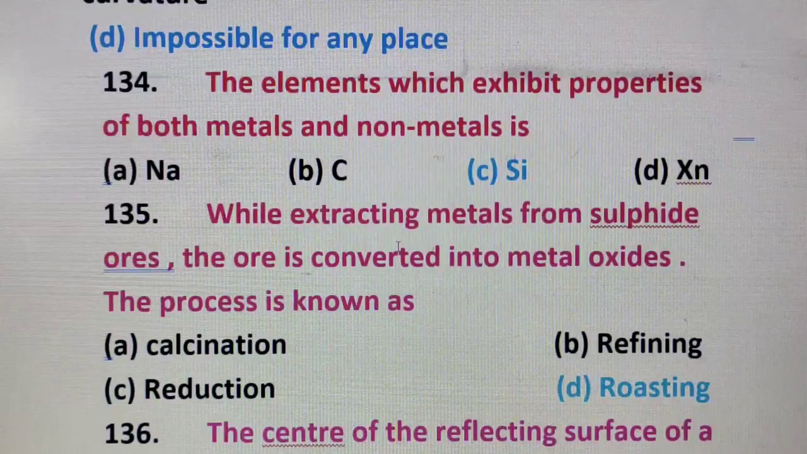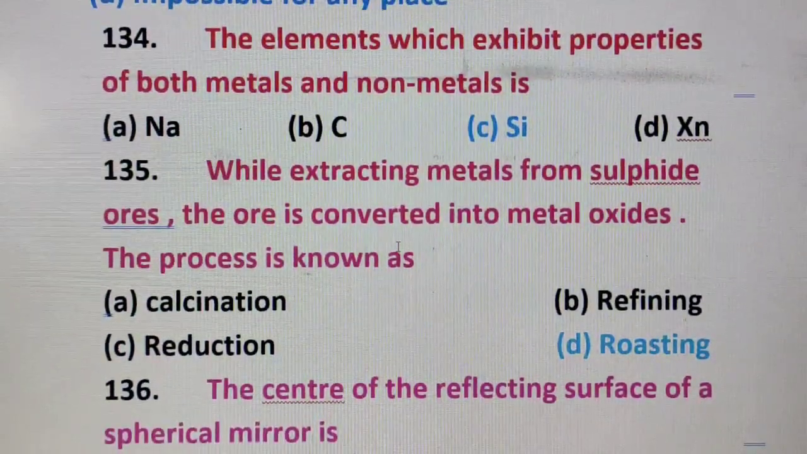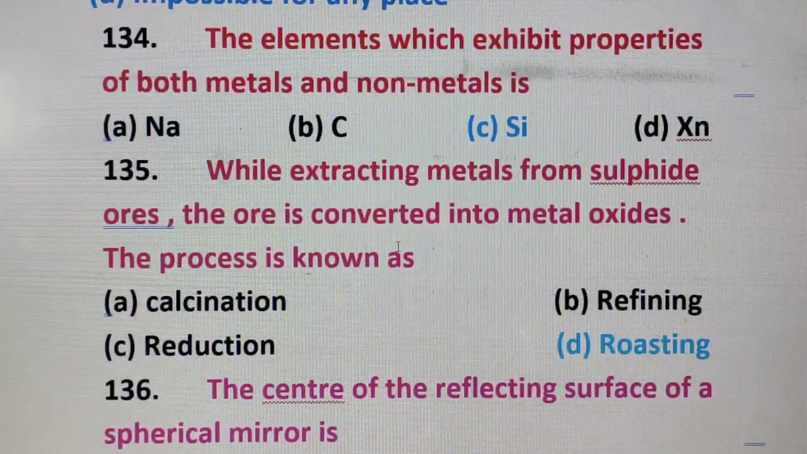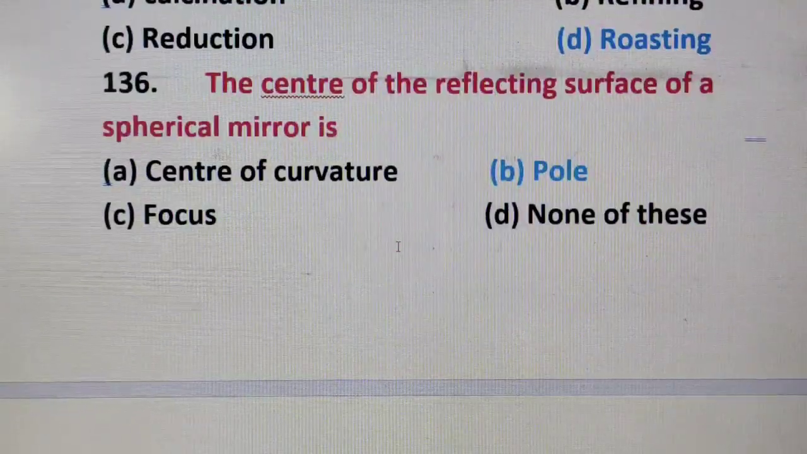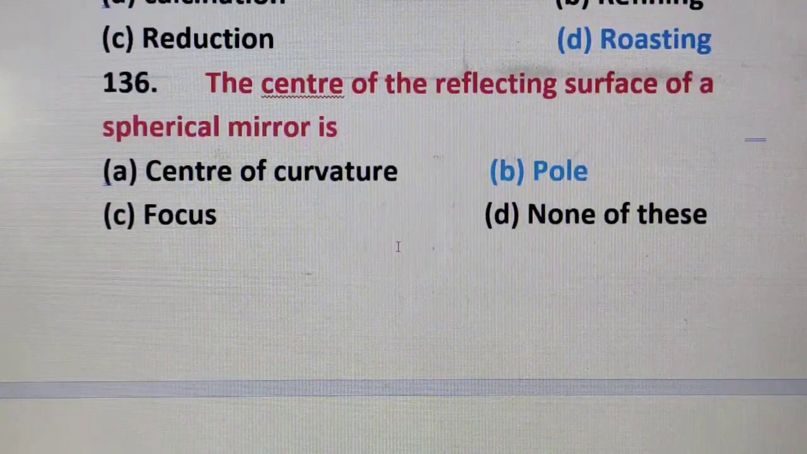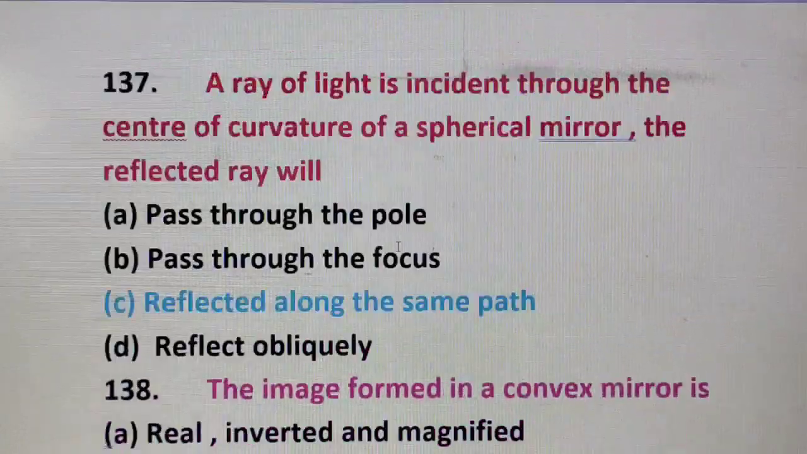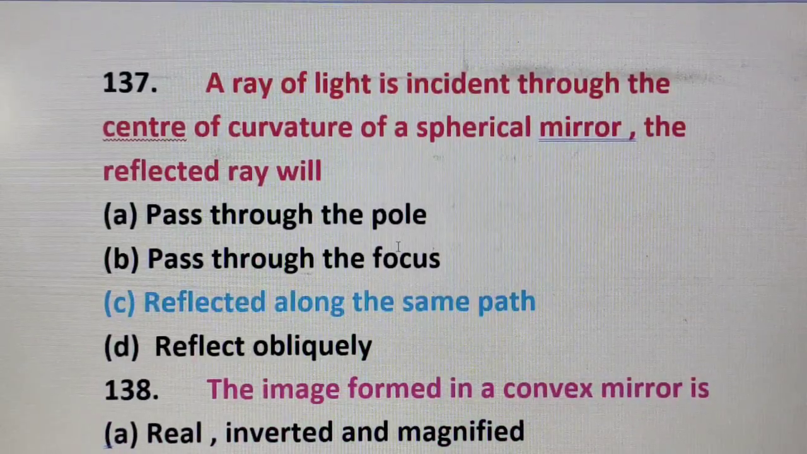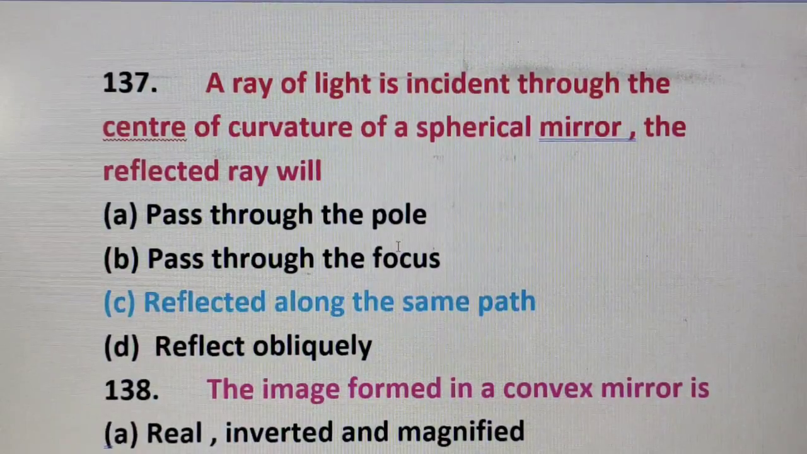While extracting metals from sulfide ores, the ore is converted to metal oxide. This process is called roasting. Sulfide ores are generally roasted. The center of the reflecting surface of a spherical mirror is called the pole. A ray of light is incident through the center of curvature of a spherical mirror. The reflected ray will reflect along the same path.